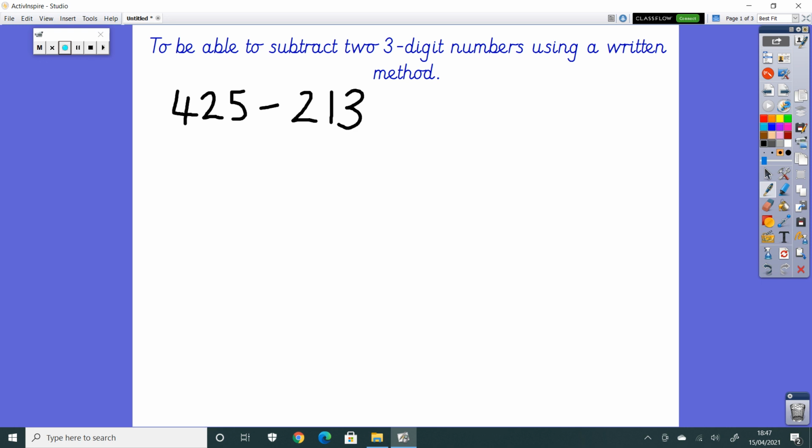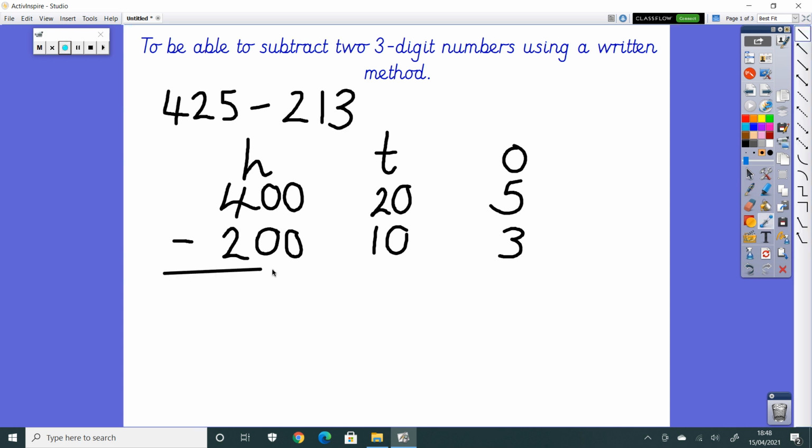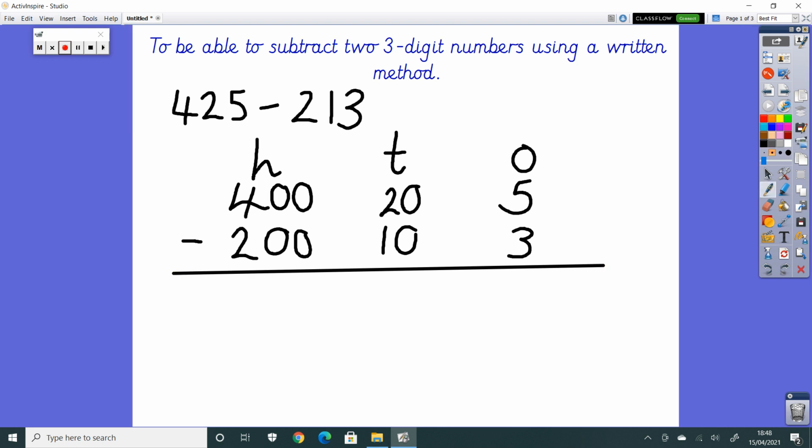like this. We encourage the children just to put an H, a T and an O so they can see where the values are going. So 425 is split into 400, 20 and 5, and then we've got 200, a 10 and a 3. We insert the symbol to show which calculation we're doing and a nice straight line to separate the calculation from the answer. Always starting with the ones.